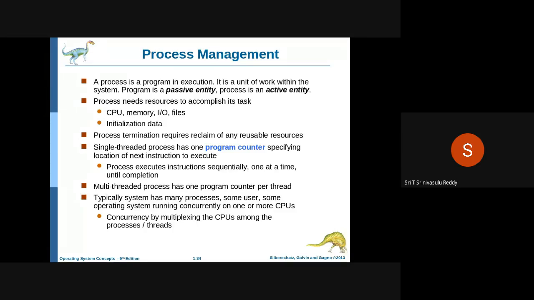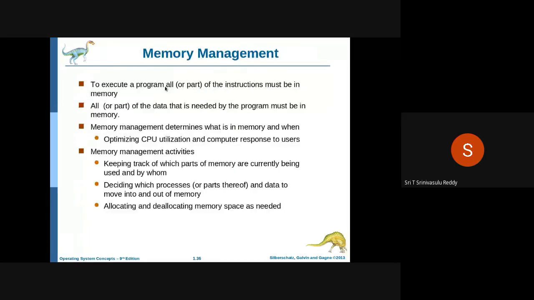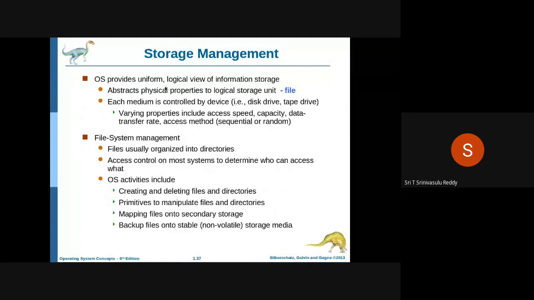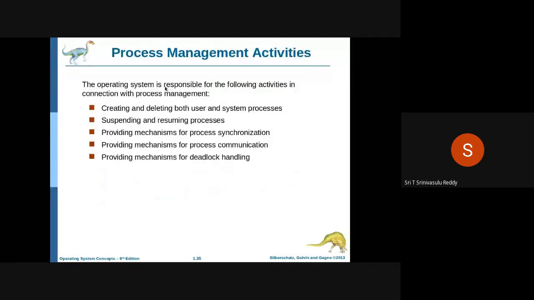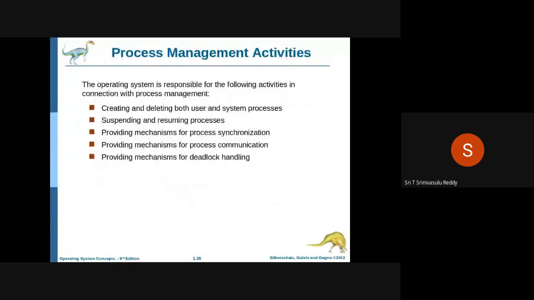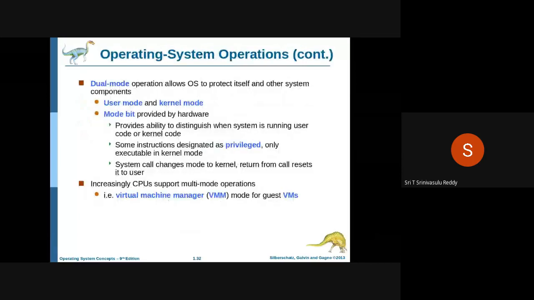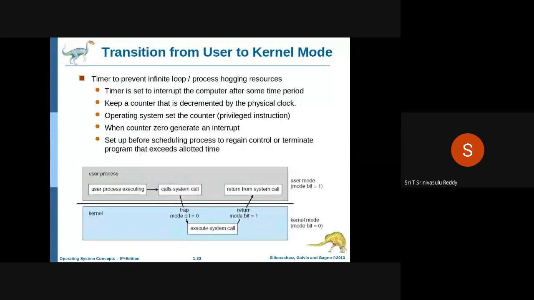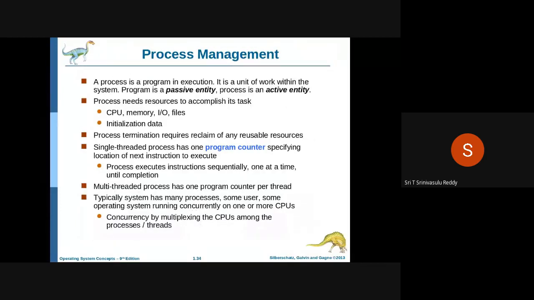So a program in running state, a program in execution, is actually called a process. It is a dynamic mechanism. Process is dynamic, program is a static kind of entity. So it is a unit of work within the system. Program is a passive entity. That's what he is actually talking about. A process is an active entity, or a dynamic one.